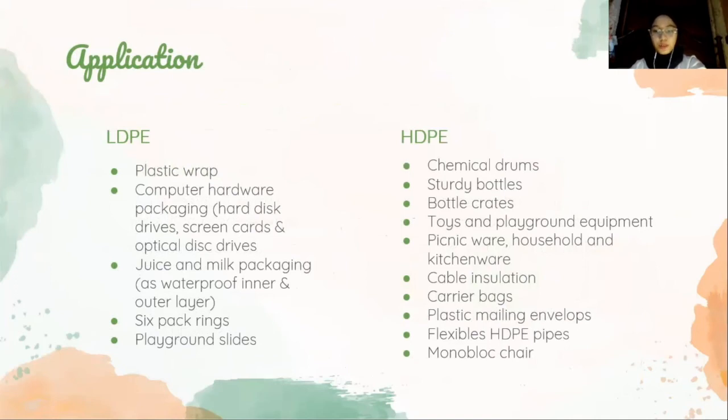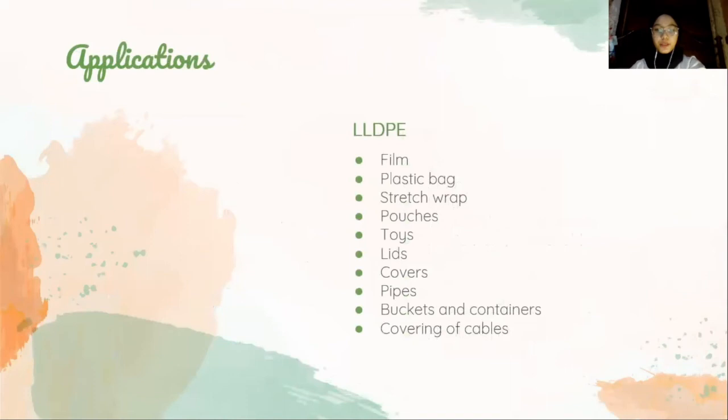playground equipment, picnic ware, household and kitchenware, cable insulation, carrier bags, plastic mailing envelopes, flexible HDPE pipes, and monoblock chairs. For LLDPE, it is used to form film, plastic bags, stretch wrap, pouches, toys, lids, covers, pipes, buckets, and containers, and lastly for the coating of tablets.